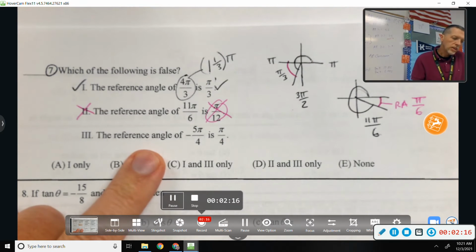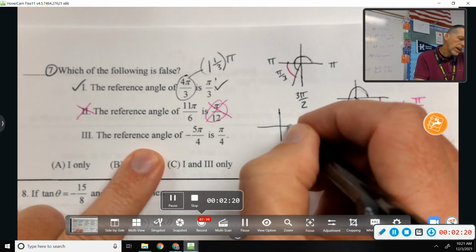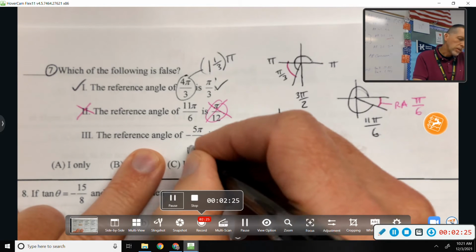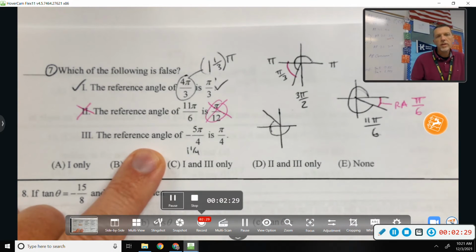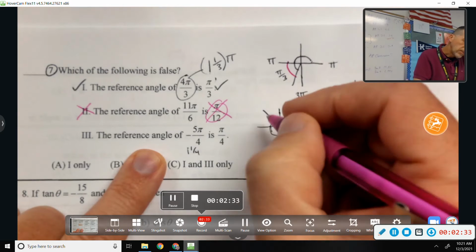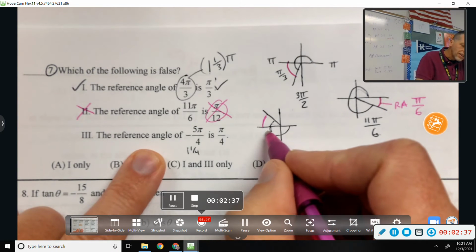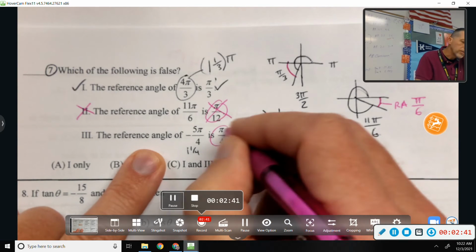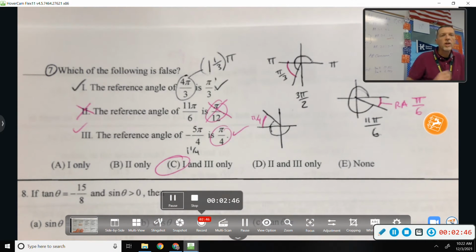And the reference angle of negative 5 pi over 4. So negative means we're going backwards. Backwards 1 1/4. So I land in the second quadrant. And the reference angle would be this much. Well, I rotated 1 1/4. So that extra amount is pi over 4. So 1 and 3 are true.